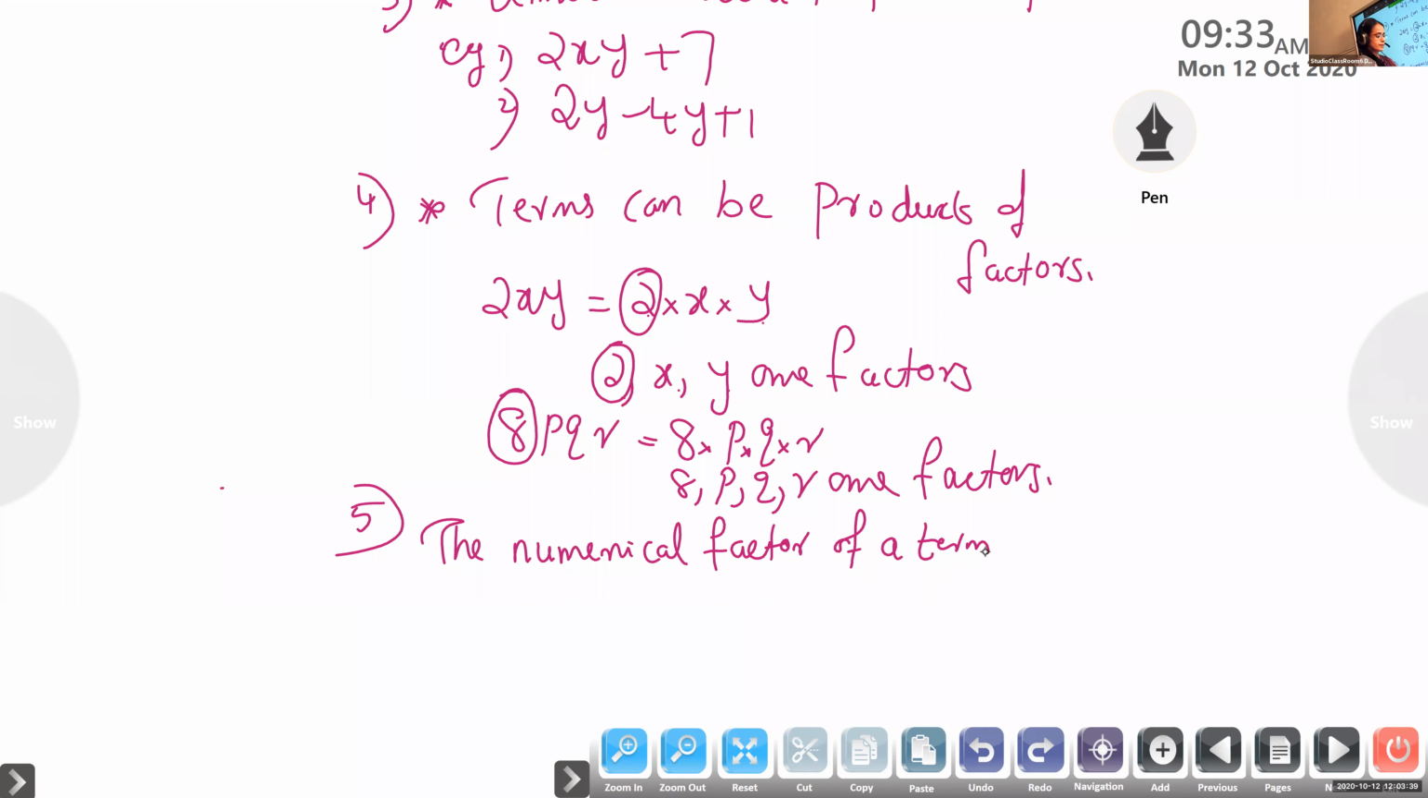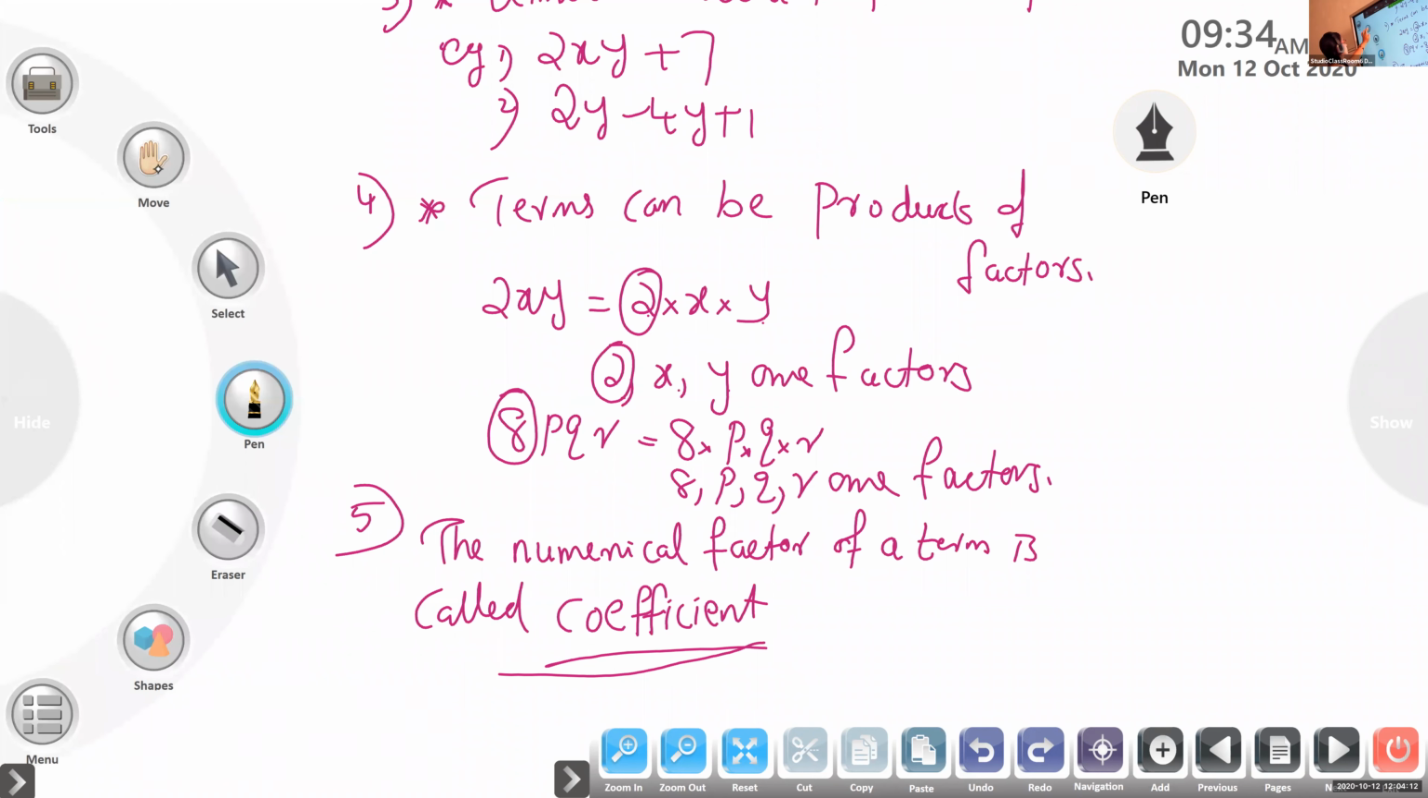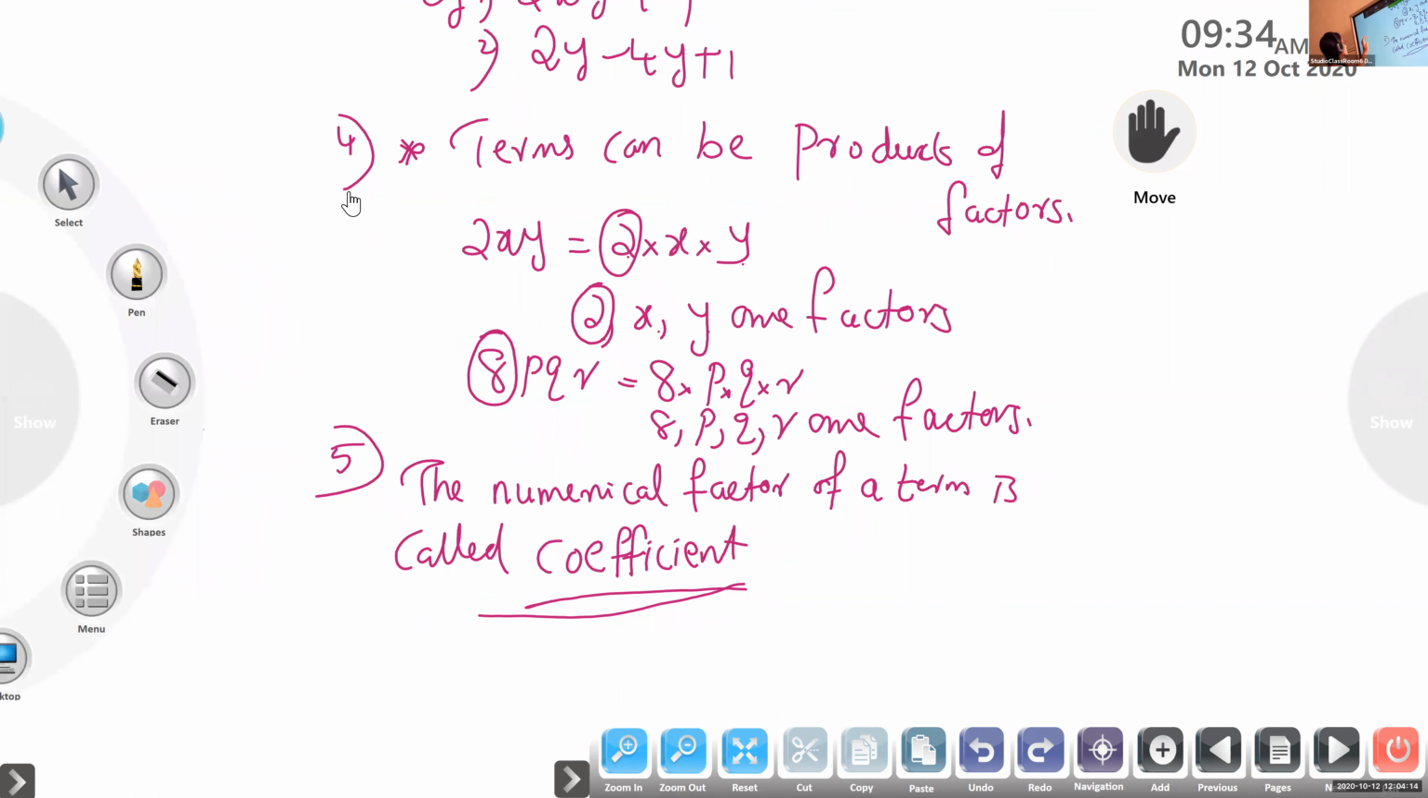The numerical factor of a term is called coefficient. C-O-E-F-F-I-C-I-E-N-T. Underline this coefficient. The numerical factor of a term is called coefficient.